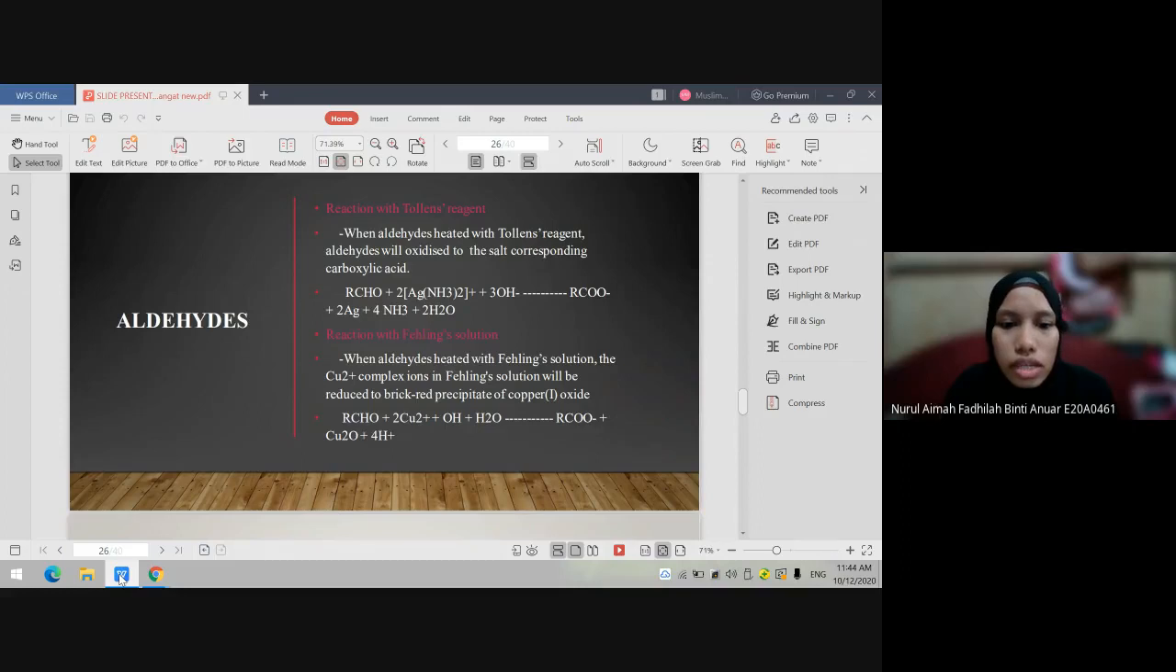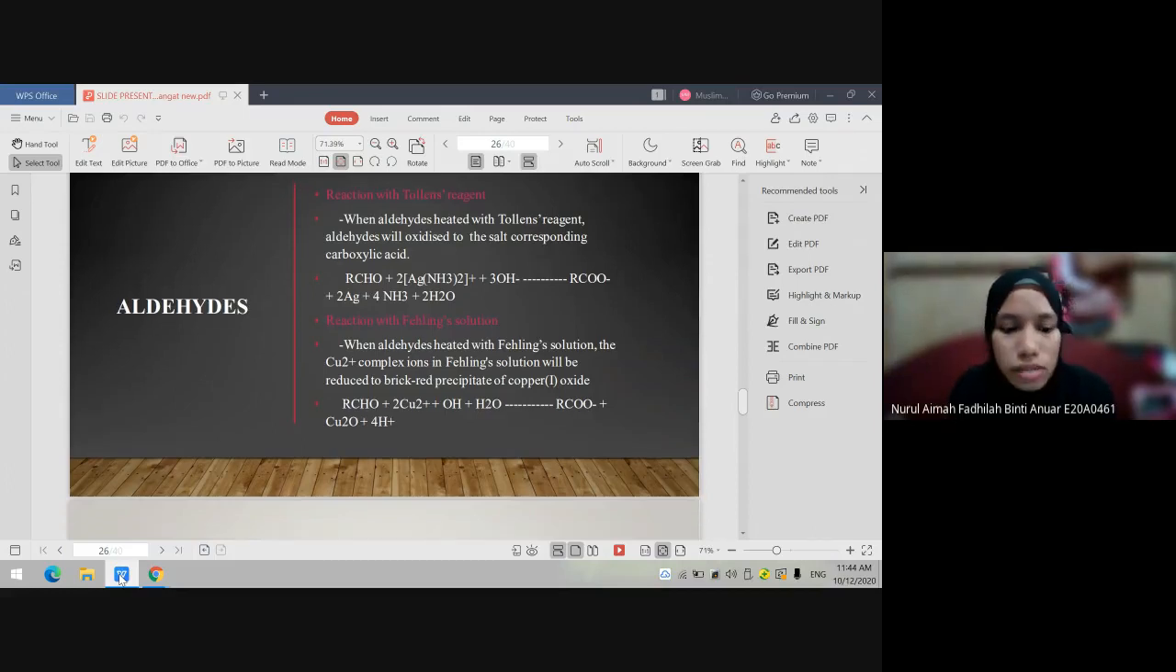When aldehyde is heated with Fehling solution, the Cu2+ complex ion in Fehling solution will be reduced to a brick red precipitate of copper oxide.